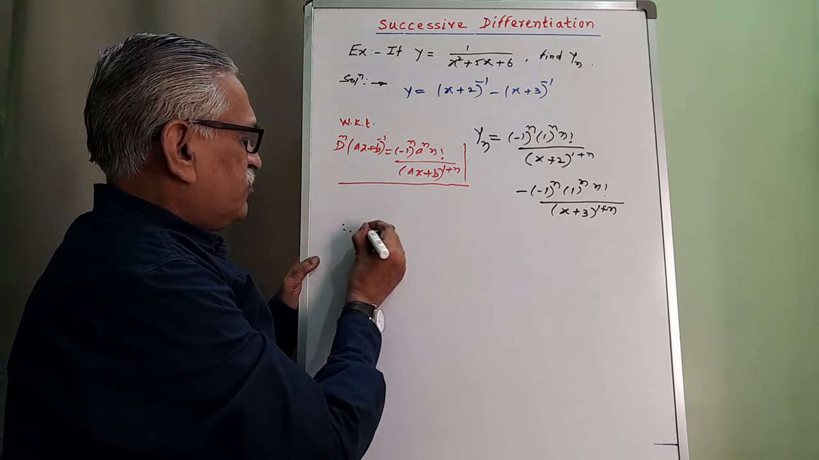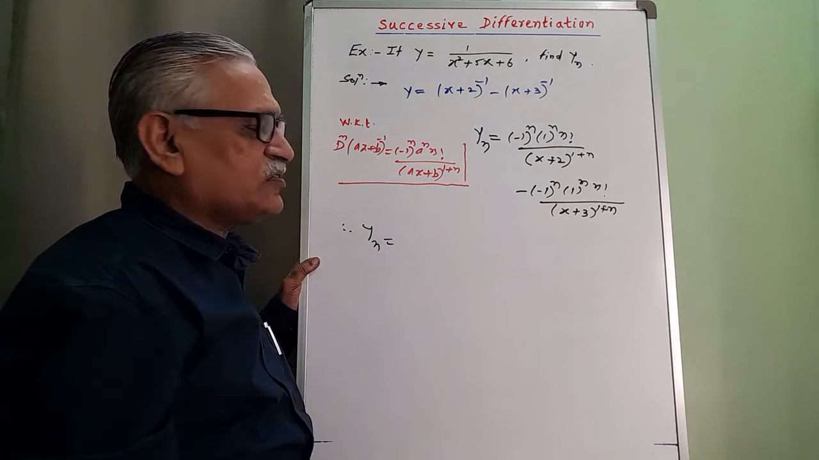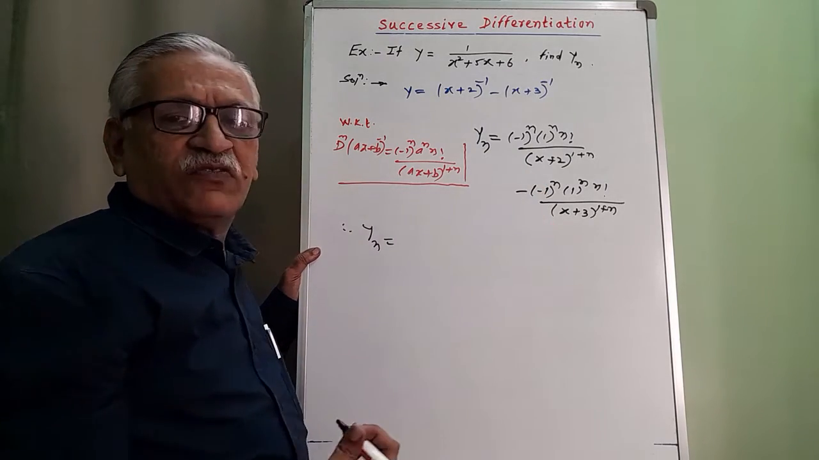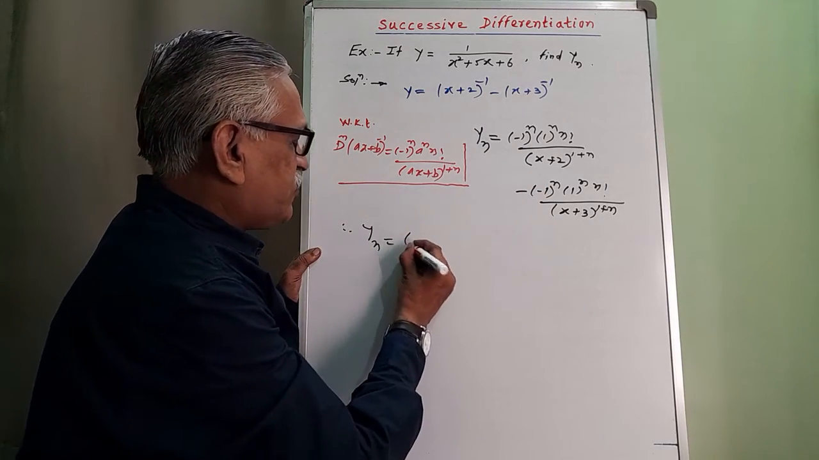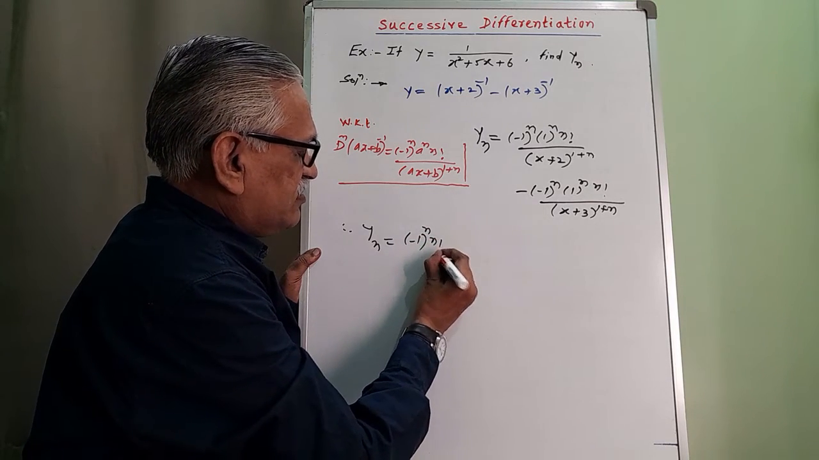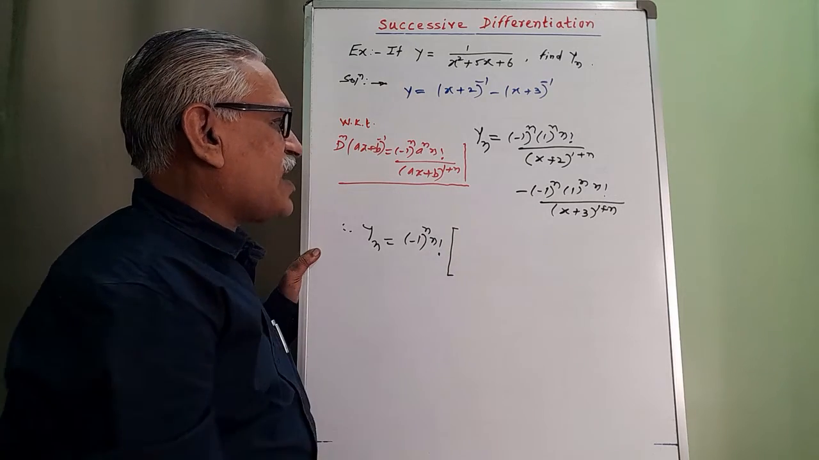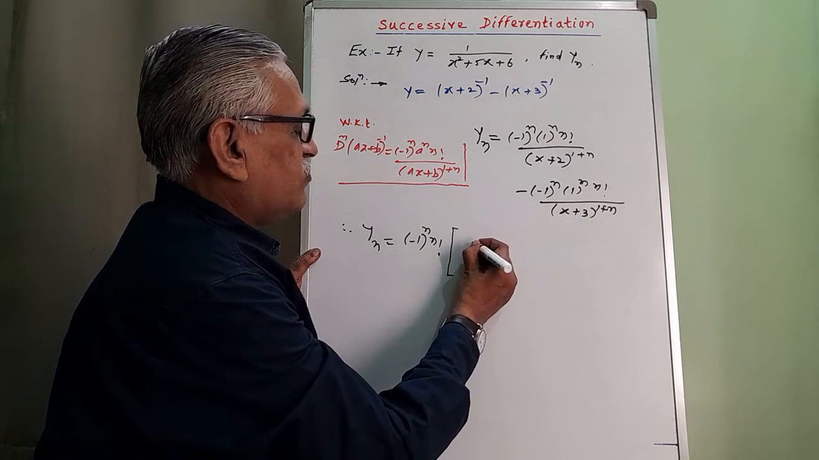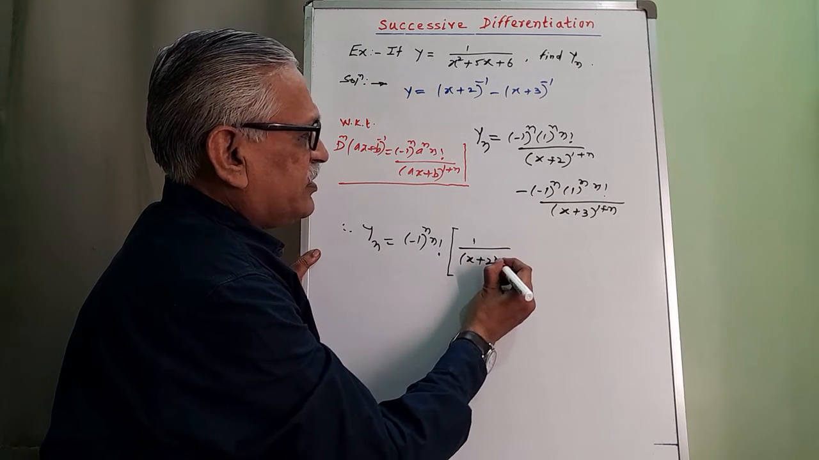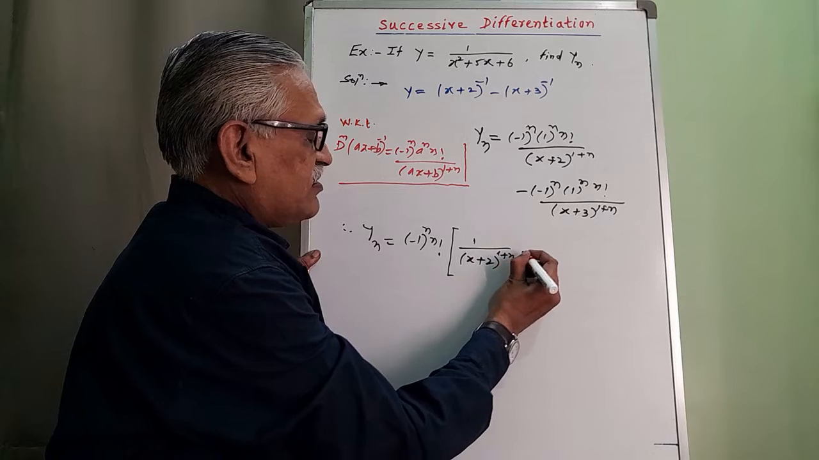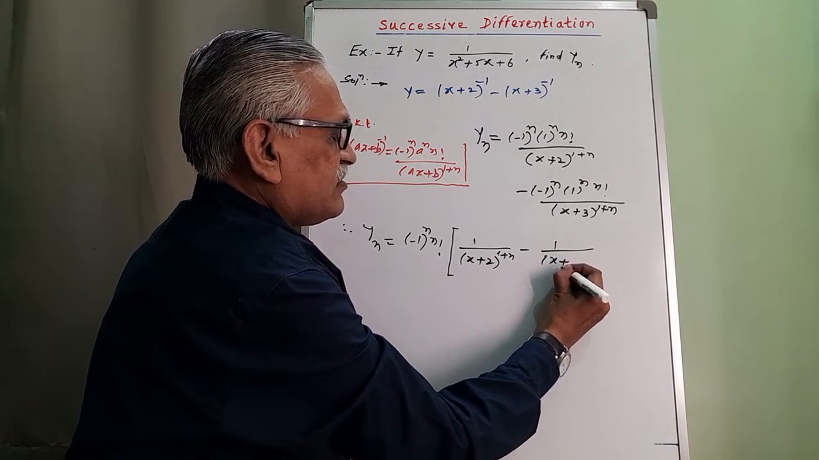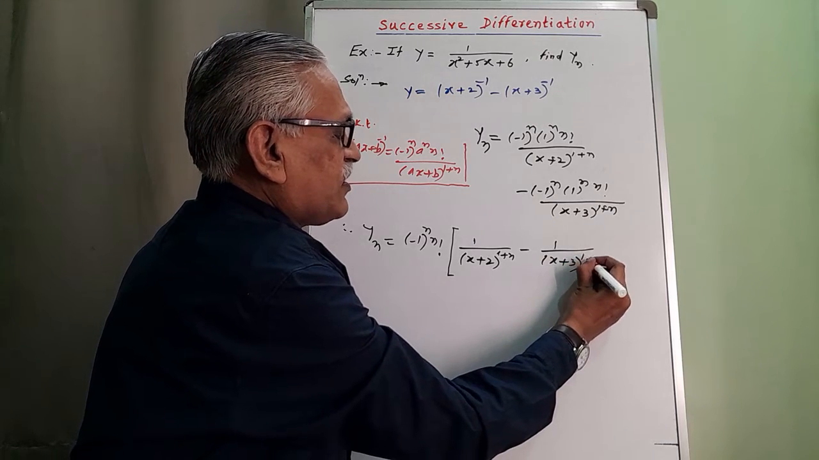And therefore we can rewrite this as yn is equal to, taking the common terms outside. The common term is 1 raised to n, and 1 raised to n is always 1. Therefore minus 1 raised to n we can take common. N factorial is also common. And therefore the remaining terms are 1 upon x plus 2 raised to 1 plus n and minus 1 upon x plus 3 raised to 1 plus n.